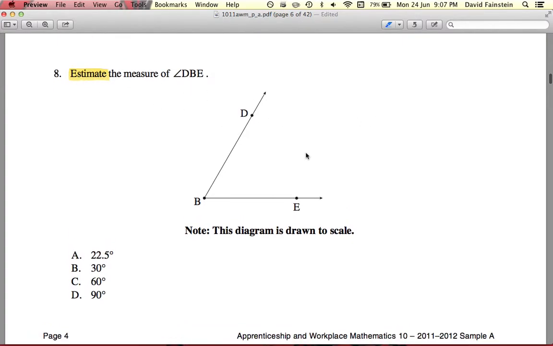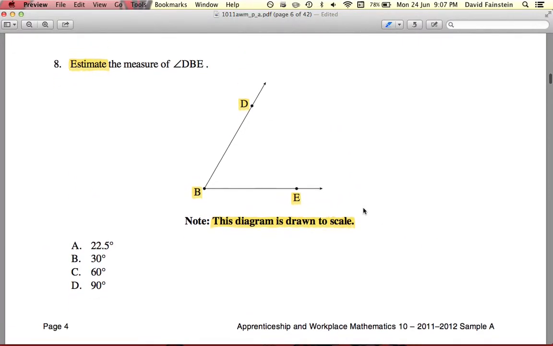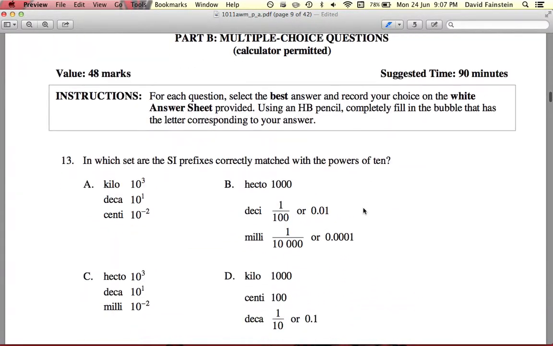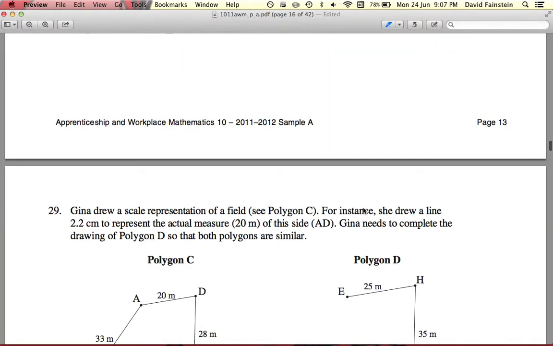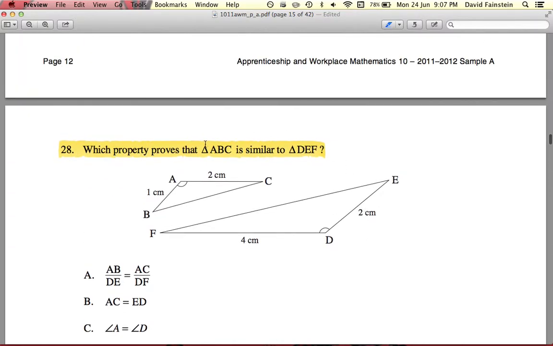Estimate. And also, when they say this diagram is drawn to scale, they mean they have specifically calculated that DBE, this little angle that it forms, is indeed, you can find it using a protractor just on top of the paper. It's kind of neat, actually. So, yeah, they didn't have that back in my day. Okay, now let's go down. There it is. Okay, this one.